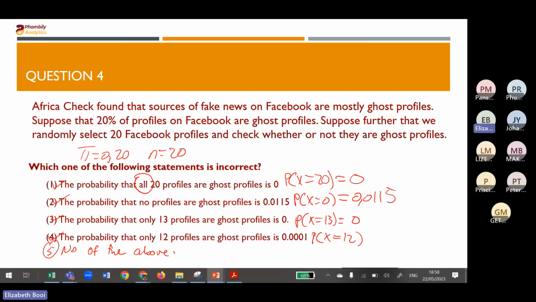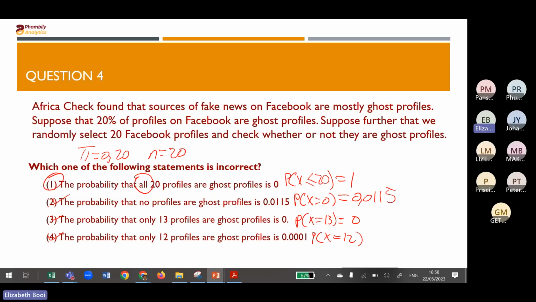Since there are no other options, I'm going to go back to that one option because it says all, so it means all of them combined. So it can be less than or equal to 20, and therefore the probability there will be equal to 1. Then it will make option 1 incorrect. And that one will be the incorrect one.